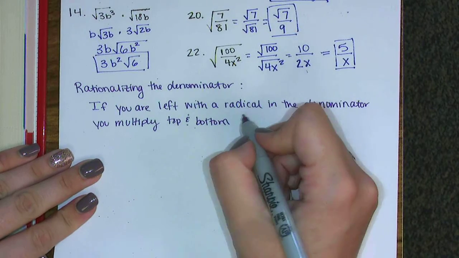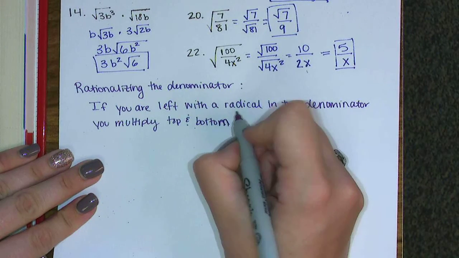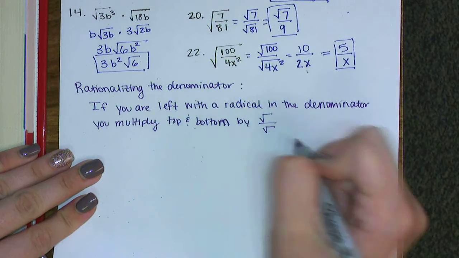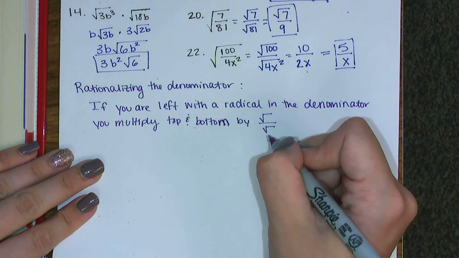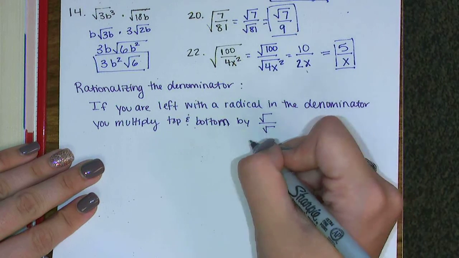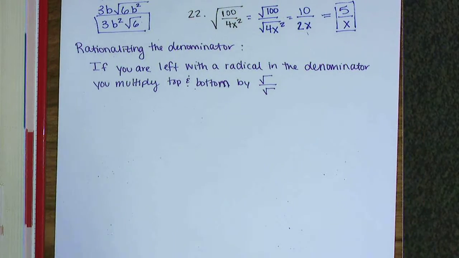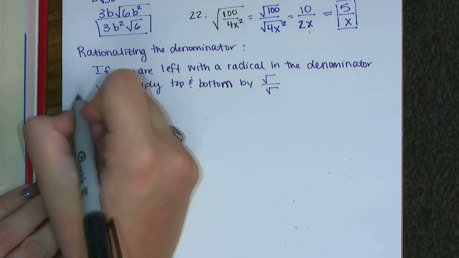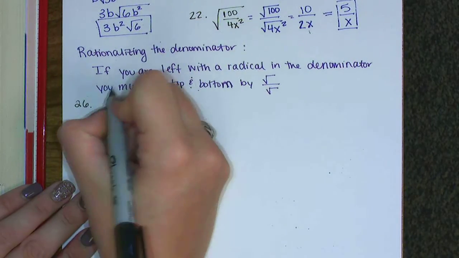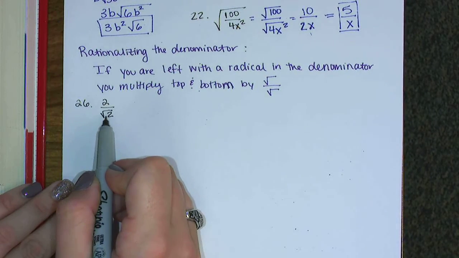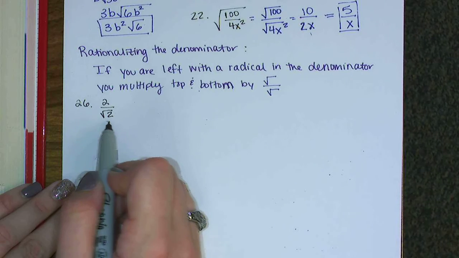By the radical over the radical. Okay, so whatever was in the radical goes on top and on the bottom in the radical, and that cancels out that radical on the bottom, and you'll see why in just a second. Okay, so these next set of problems deal with that. So 26. Okay, we have 2 over the square root of 2. Well, the square root of 2 is irrational. Okay, it's not something I know. So I need to multiply top and bottom by the square root of 2 over the square root of 2.